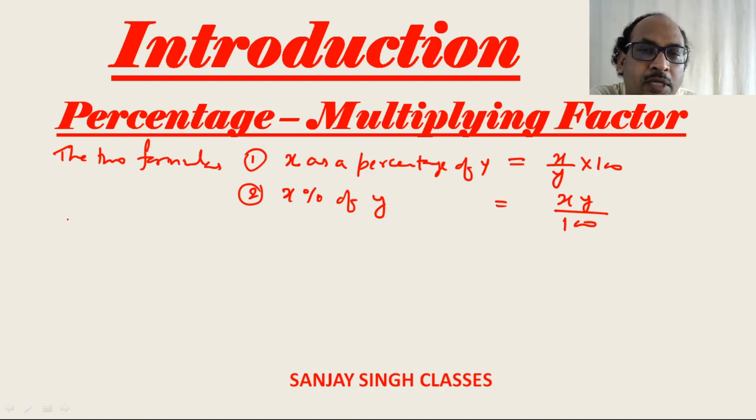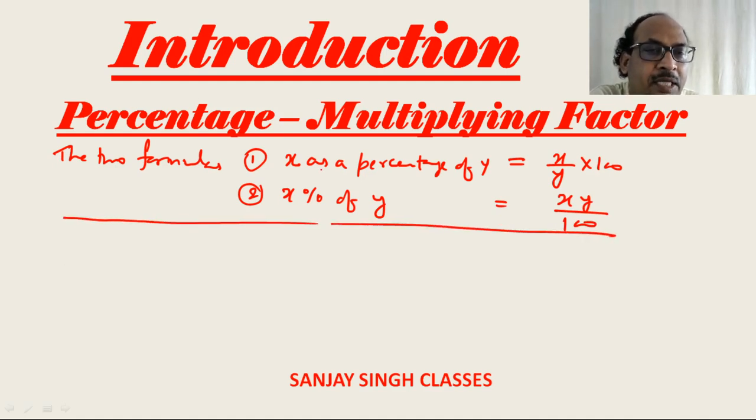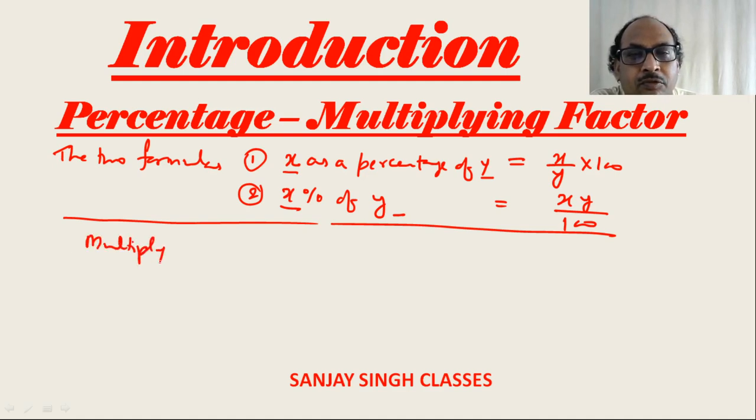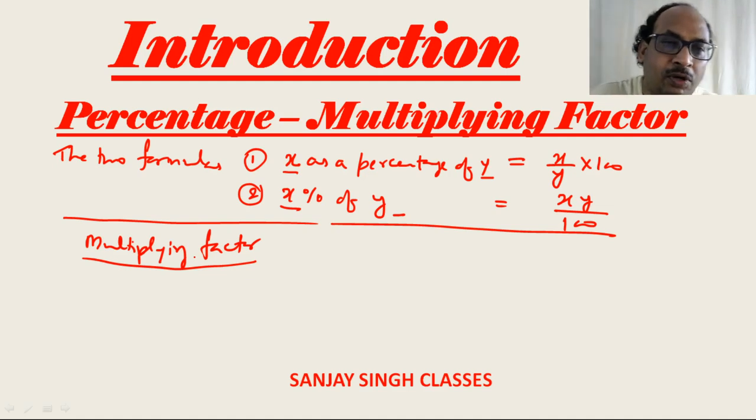So in these two formulas we used to express a given number as a percentage of another number, and also to find some percentage of a number. Like this we solved the equations and problems. Here we are going to find out the multiplying factor. Multiplying factor is also for increase and decrease. Earlier we found the percentage, now we will be adding it to its original value, and then we will find what the final value will be.